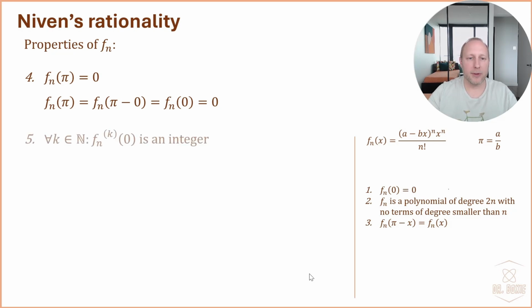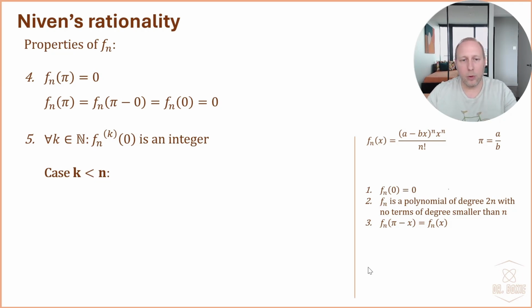The fifth property is that the kth derivative of fn evaluated at 0 is an integer for any k. Now, to prove this, we will distinguish three cases. The first one is the case that k is strictly smaller than n. Now, why is, in that case, the kth derivative of fn at 0 an integer? Well, that follows from property 2.